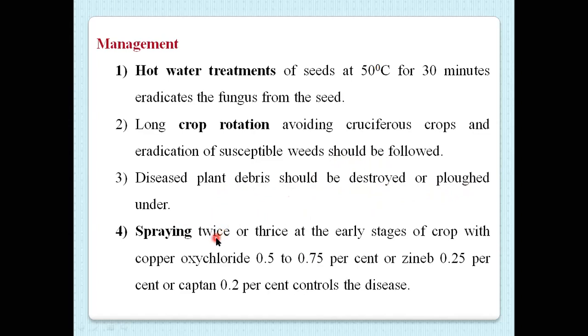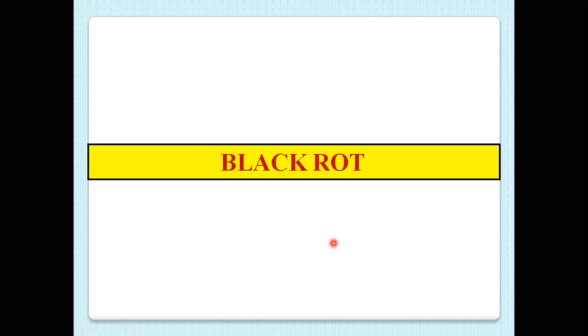And the last one, that is spraying these cruciferous crops twice or thrice at the early stages of the crop with copper oxychloride at 0.2%, or Zineb 0.1%, or Captan 0.2%. In this way you can control the Alternaria species infecting the cruciferous crops. Okay, so this is the information about the leaf spot disease seen in all the cruciferous crops.